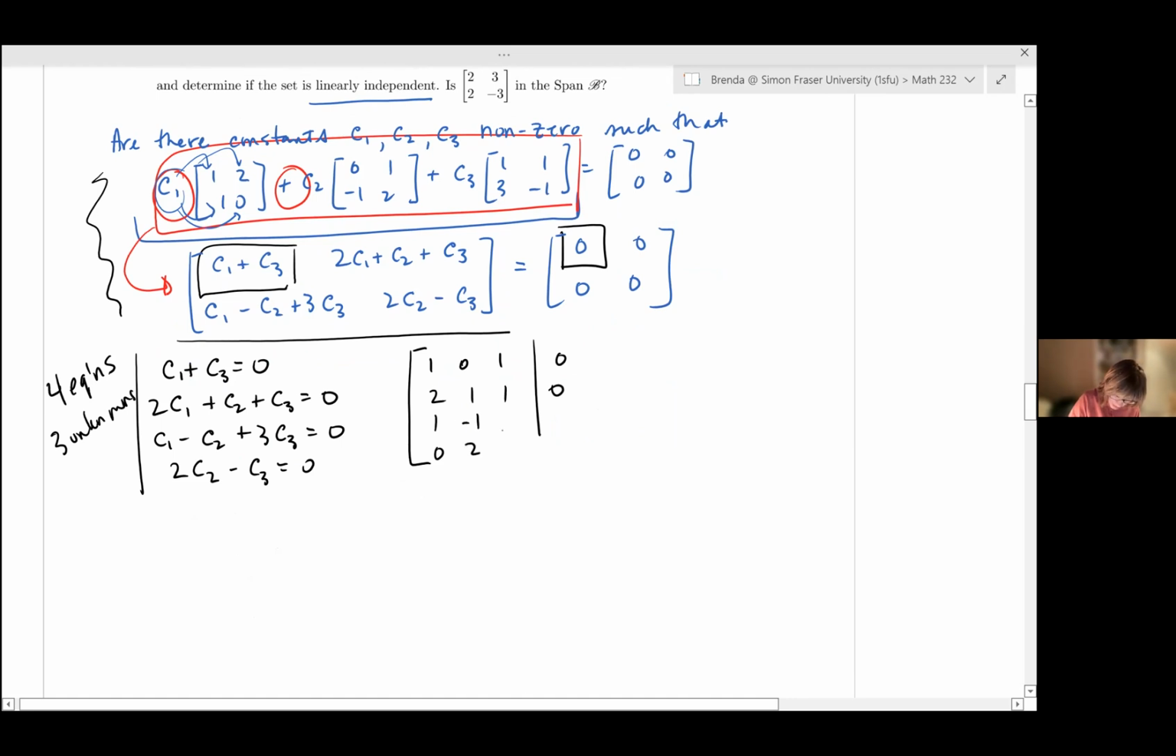Okay, make sure, possibly by stopping the video and trying, that you can take these set of equations and turn it into this augmented matrix. You have to be able to do this. We're going to be doing this all of the time. Now what we're going to do is use Gaussian elimination to put this into reduced echelon form.